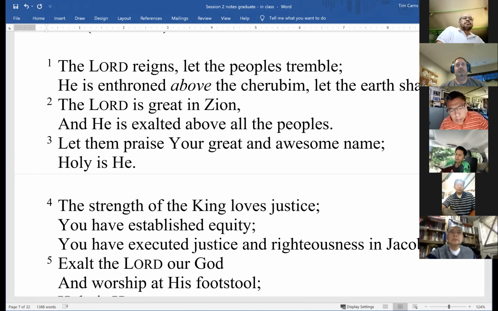Verses 1 to 3. The Lord reigns. Let the peoples tremble. He is enthroned above the cherubim. Let the earth shake. The Lord is great in Zion, and he is exalted above all the peoples. Let them praise your great and awesome name. Holy is he.